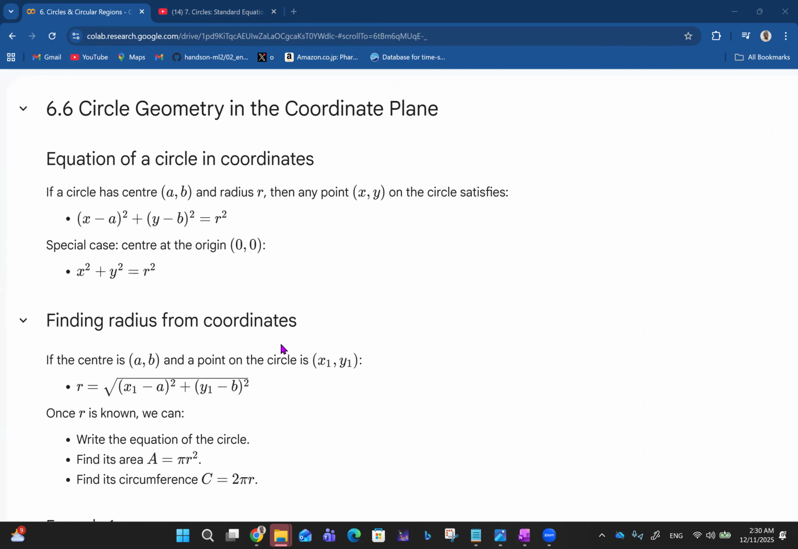To find the radius from coordinates, of course, from here, I just know the radius is the square root of this whole thing: the square root of (x1 minus a) all squared plus (y1 minus b) all squared. So once r is known, we can then write the equation of the circle and find its area, which is pi r squared, and find its circumference, which is 2 pi r, easily.